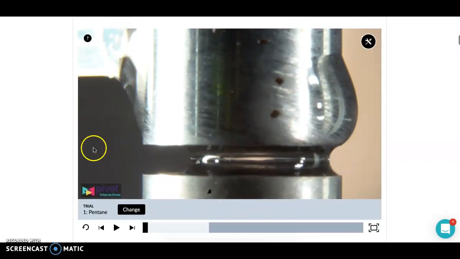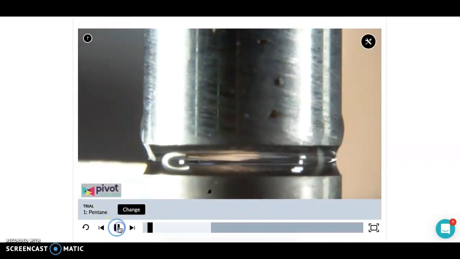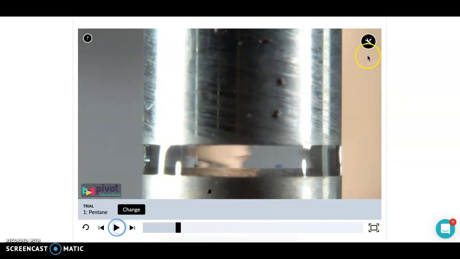So when you watch the video, make sure that as you play the video, you click on the settings and activate the ruler. The ruler's placement is important and it's already set up here so that 0 is on the bottom, and you want to measure the height at which the liquid breaks apart from each other.